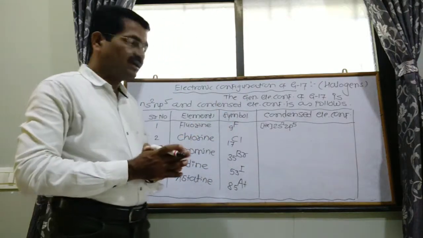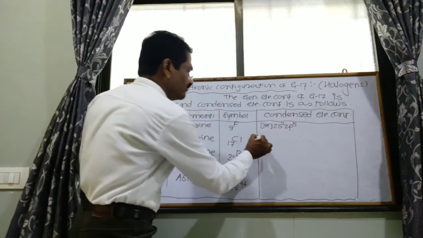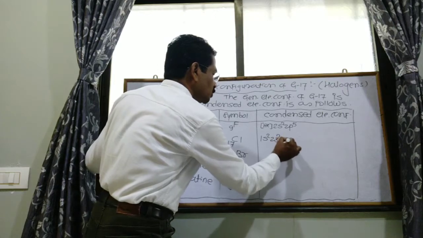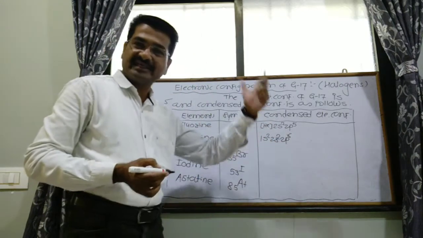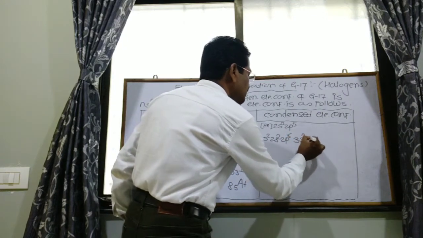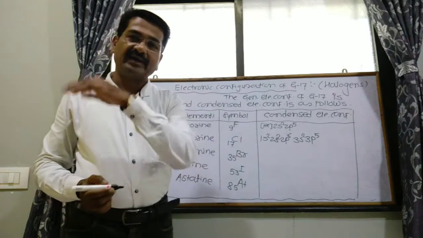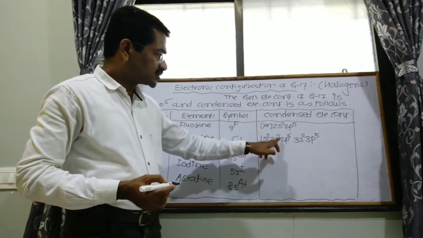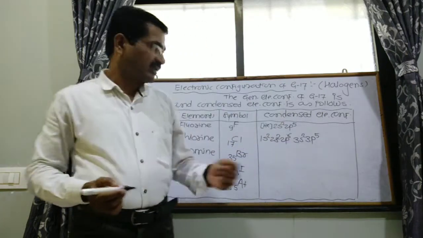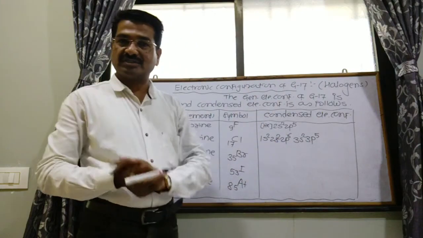Then the second one is chlorine, having 17 electrons. The actual electronic configuration is 1s2, then 2s2 2p6, these are the two shells. Then 3s2 3p5. So 2 plus 2 is 4, plus 6 is 10, 12, plus 5 is 17. The first shell contains 2 electrons, the second shell contains 8 electrons.